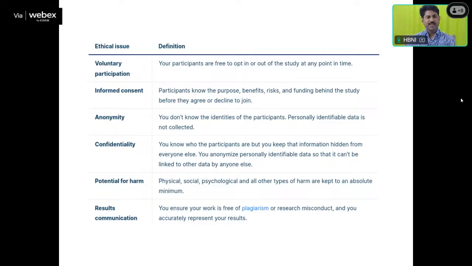So I was telling, I'll repeat once again, it's not a big deal. In the beginning of this slide, I told that participation should be voluntary in nature. Your participants are free to opt in and opt out during the whole study at any point of time.